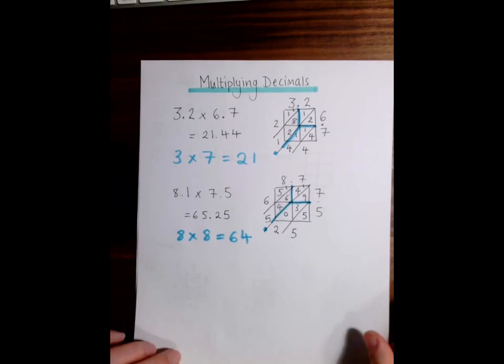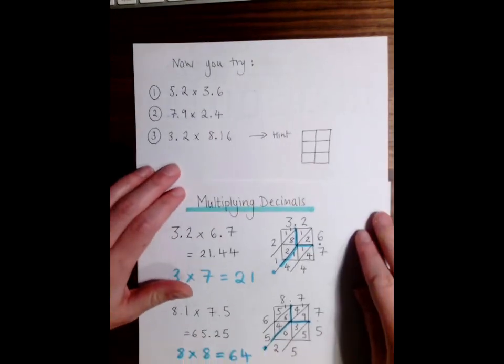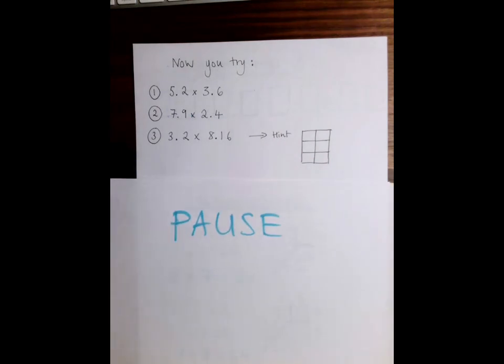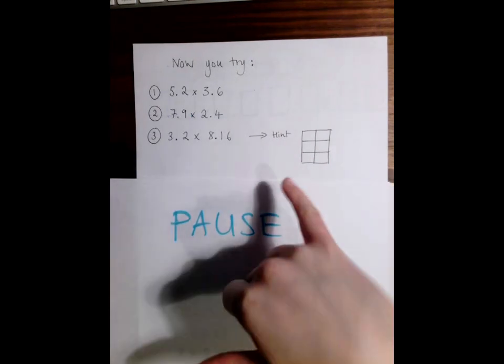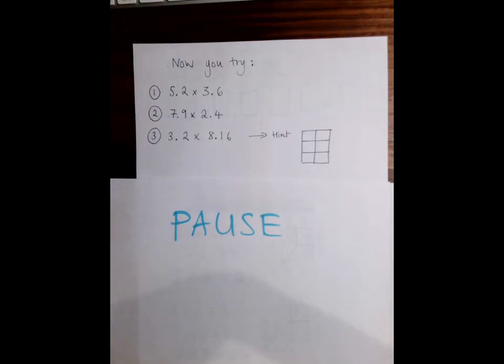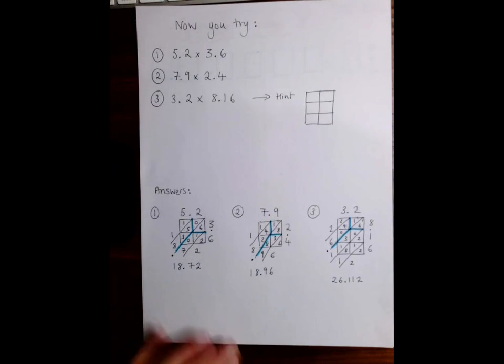Okay, now what you can do is you can try some for yourself. So have a go at the ones here, and you can pause the video for a minute to try those. I put a harder one for number 3, and I've drawn you a hint there of how you would need to draw that grid. Okay, I hope you got on well with those. Here are the answers so that you can have a look and check if you got them right.